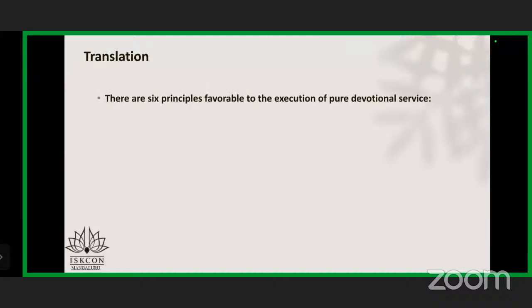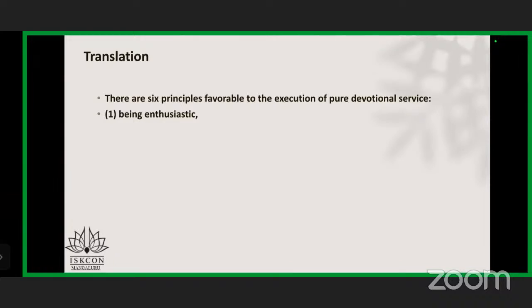So there are 6 principles which are favorable to execution of pure devotional service. In Vaidhi Sadhana Bhakti, there are 6 things which will make you progress. We understood the 6 things which will not make you progress, or which will take you down in devotional service. Now, these are the 6 things which will make you progress. What are they? That is utsaha, being enthusiastic. We'll deal with this in separate slides in detail. We'll just go through it briefly.